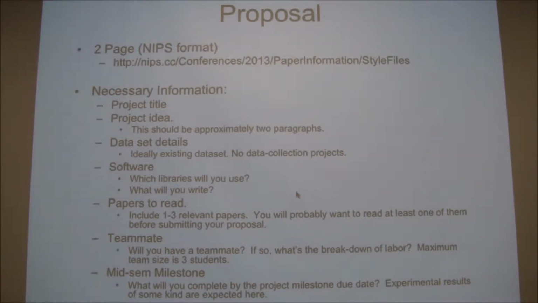Software. You have to tell us which libraries you'll use, what piece of software you'll write. It is okay to use external code. It is okay to use external software and libraries, something that someone in your lab has written or something that's publicly available. That's fine. You have to explicitly list it out. Here's what I'm using from someone else. Here's what I'm planning to write.